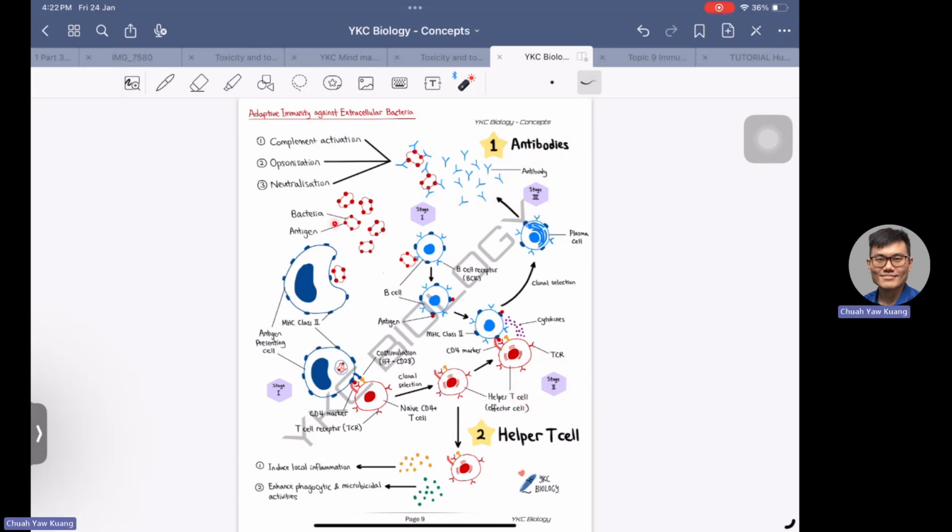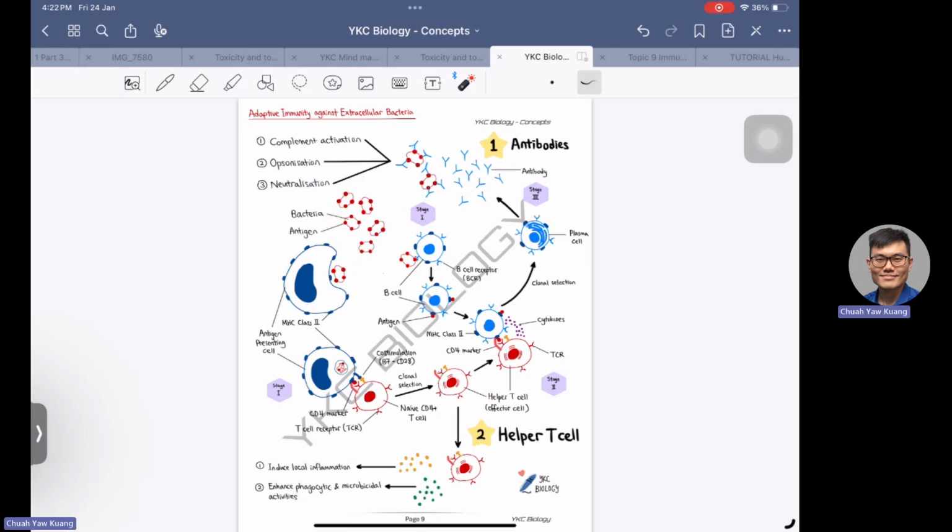When there are too many bacteria intruding our body, or when the bacteria are replicating too fast and our innate immune system is not able to eliminate them, then we will depend on these two mechanisms of the adaptive immunity to eliminate those bacteria.